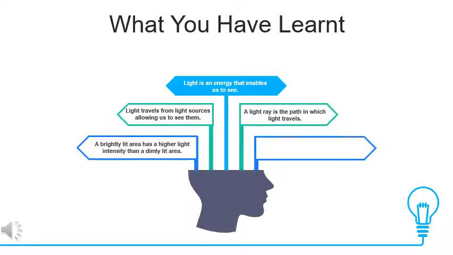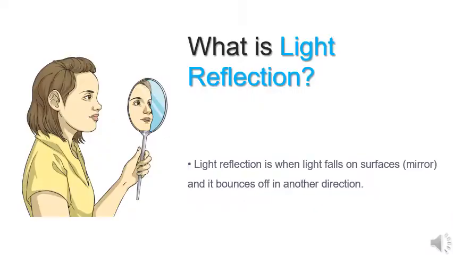Of course, every light source emits its own light intensity. And a brightly lit area has a higher light intensity than a dimly lit one. This light intensity is measured with a light meter or a sensor connected to a data logger, and it's measured in the unit of lux.